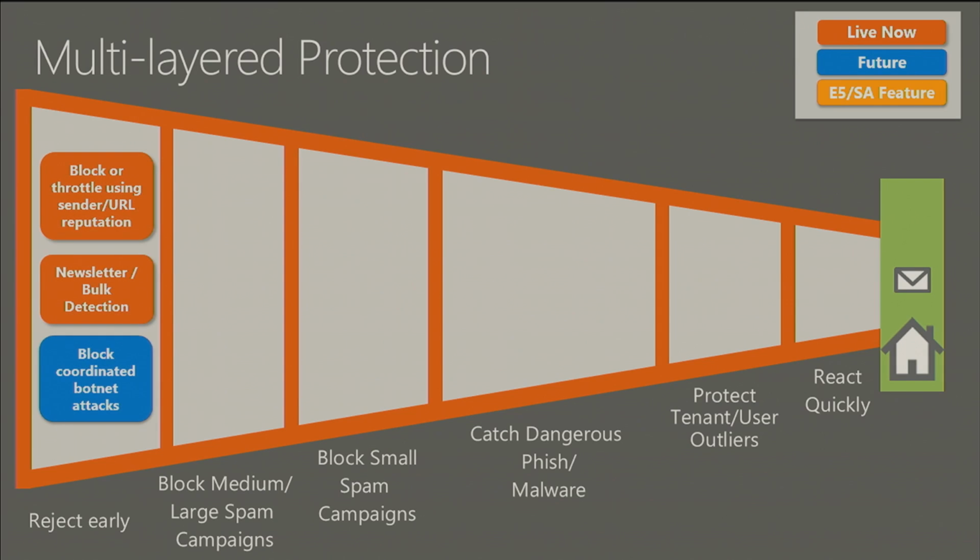So just to walk you through some of the features that we have in these areas, and just to call out the coloring, orange is live now, blue is future, so when you see a feature that's colored blue and orange, it means that we're in progress, and then yellow is the E5 or standalone features within ATP. So the first set of features, rejecting early, we use sender URL reputation to reject spam messages as early as possible. We also do newsletter and bulk detection in aggregate.